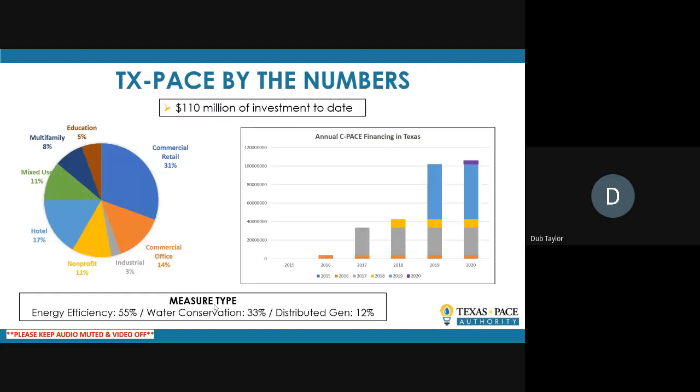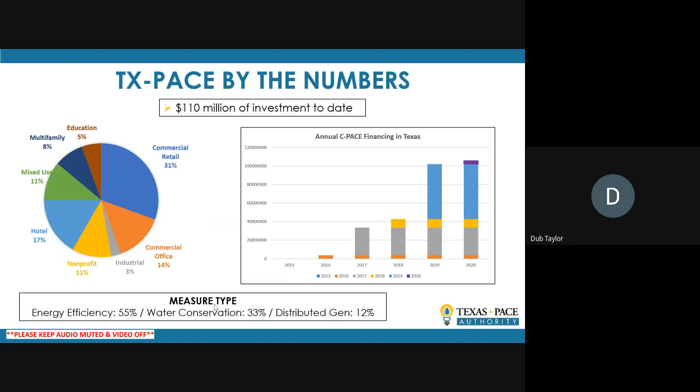By the numbers here in Texas, and this is PACE so far, what you can see is on the left, the pie chart, most of the projects have been in the commercial and retail sector, quite a few in hotel, and then commercial and office. The financing numbers, the bar graph on the right, 2016 we started. In 2019, you can see there were as many PACE projects done there as in all the years before.